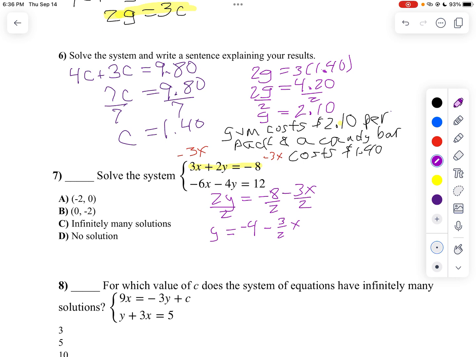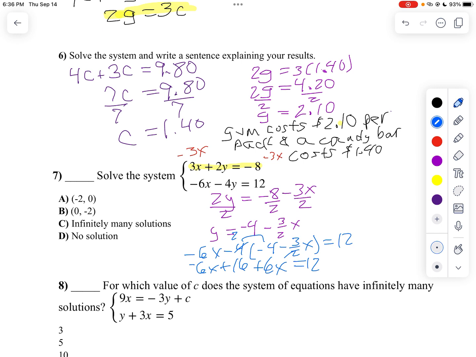Now to solve that system, I'm going to replace y in the second equation with negative 4 minus 3 halves x. So now we'll say negative 6x minus 4 times negative 4 minus 3 halves x, and that will equal 12. So I'll get negative 6x. Let's distribute that negative 4. I'll get positive 16. A negative times a negative is a positive. 2 goes into 4 twice. 2 times 3 is 6. Equals 12.